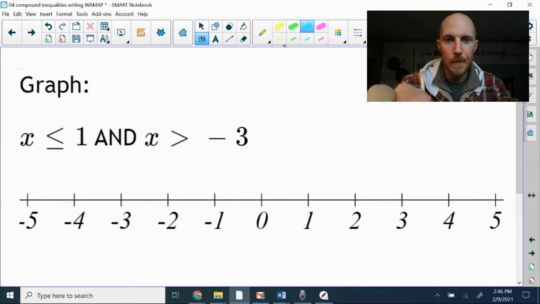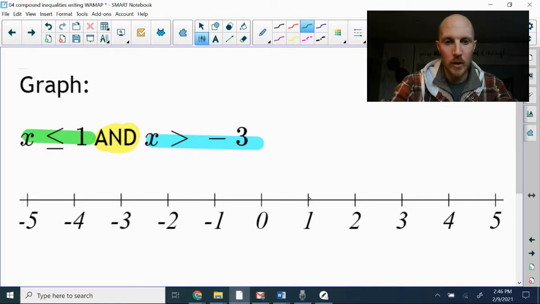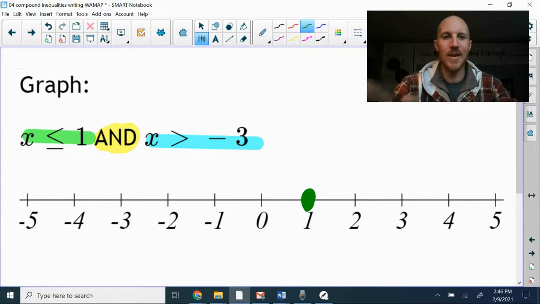Next example, graph x is less than or equal to 1 and x is greater than -3. So this is an and. Get some colors on here. So let's do the green part first. X is less than or equal to 1. Or equal to means I could use a closed dot on the 1. With ands, I would recommend not shading yet. I think it's always a better idea to get both dots on here first.